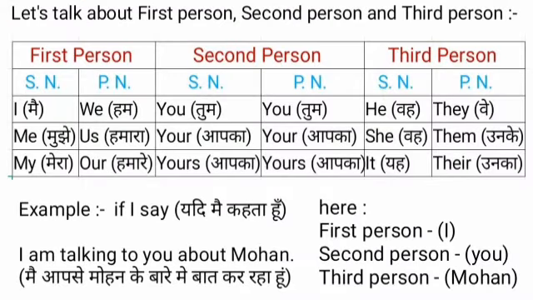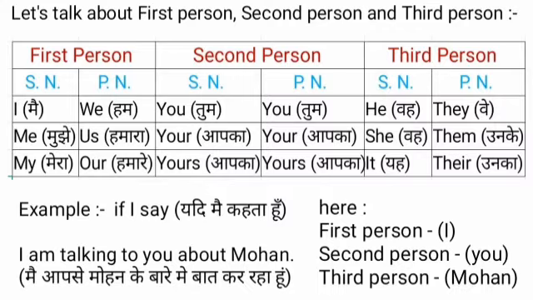Let's talk about the first person, second person and third person. First person singular number: I, me, my. First person plural number: we, us, our. Second person singular number: you, your, yours. Second person plural number: you, your, yours.